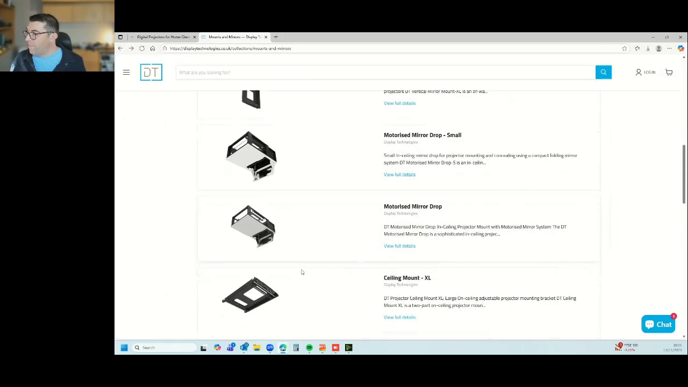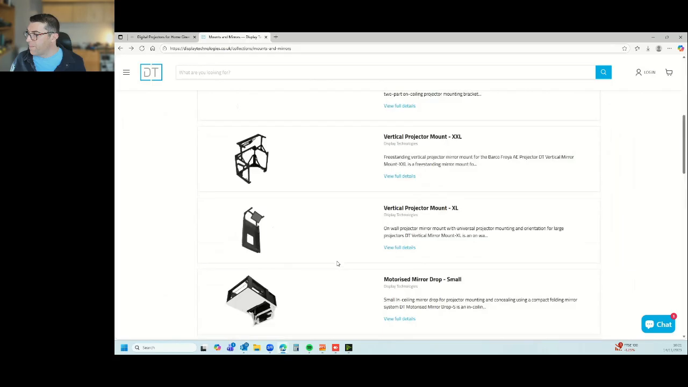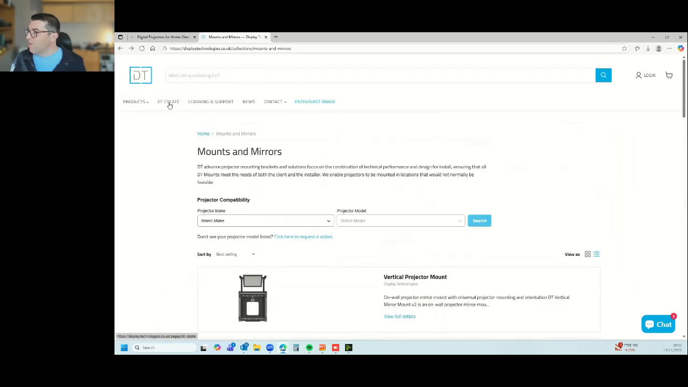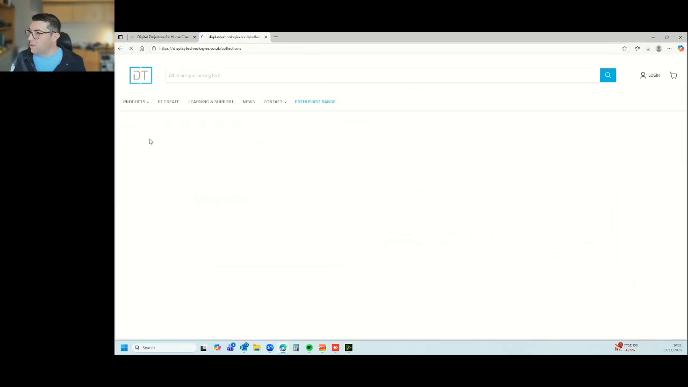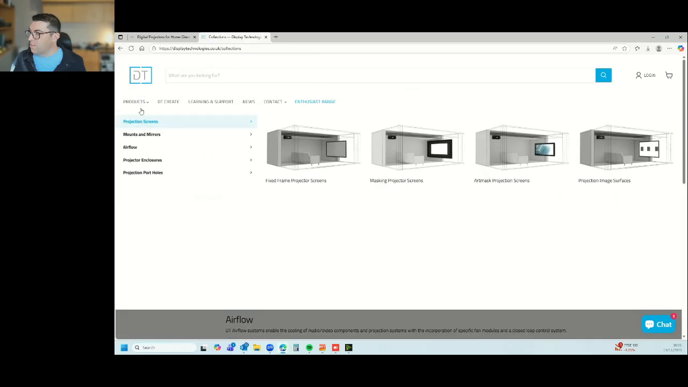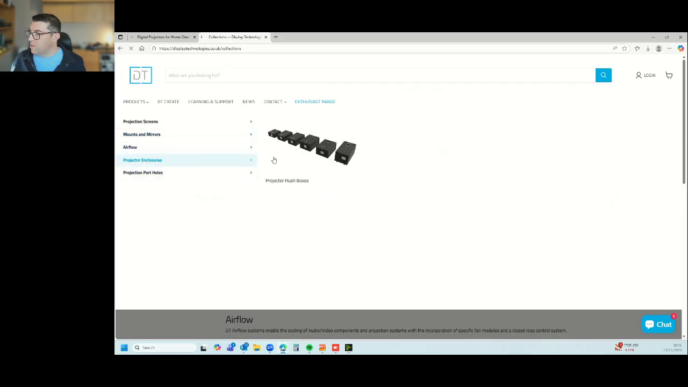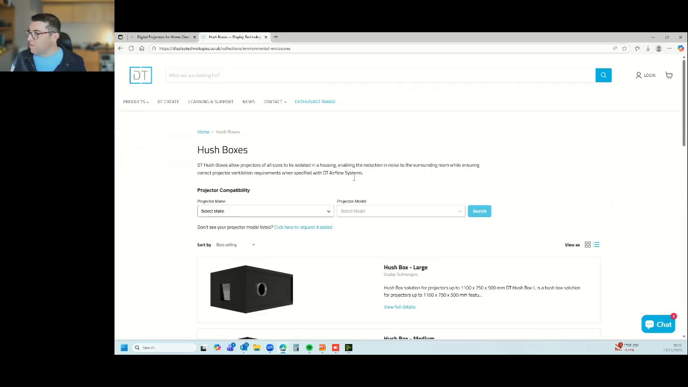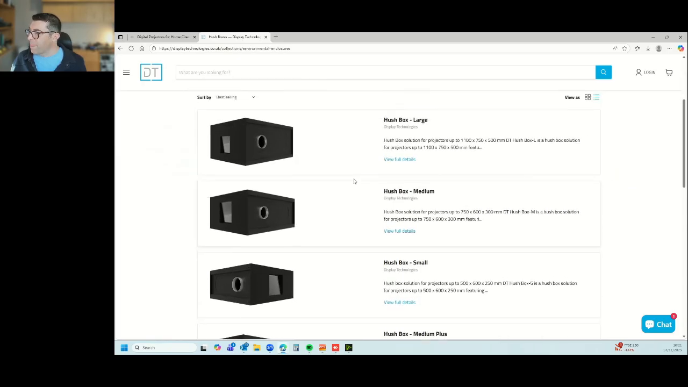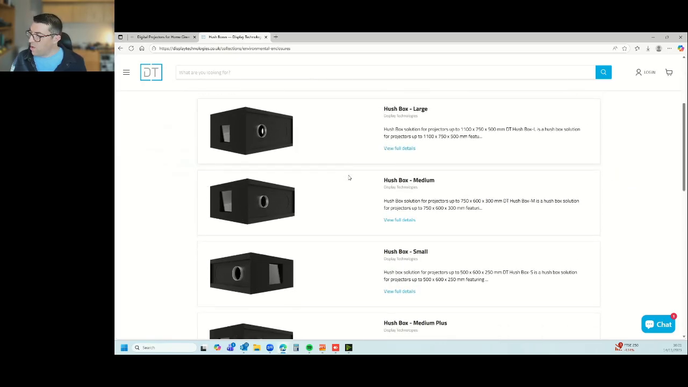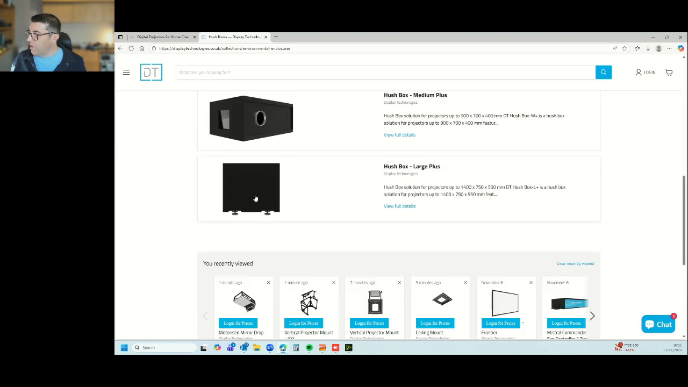Now, the other one, of course, that we get asked for all the time, and we do a lot of, is hush boxes. If Sir wants a hush box, yes, we do them, all the way up to these big guys here, large plus.